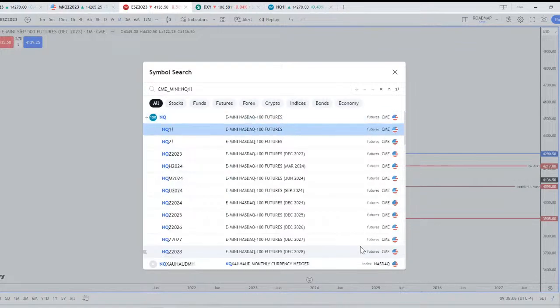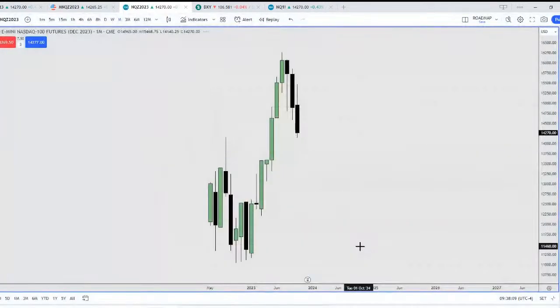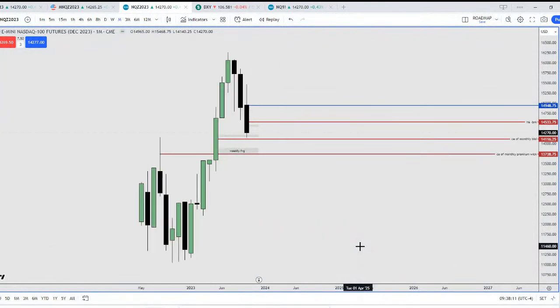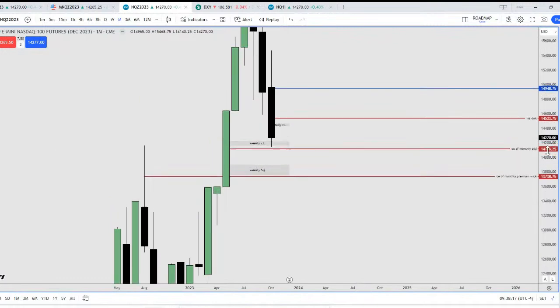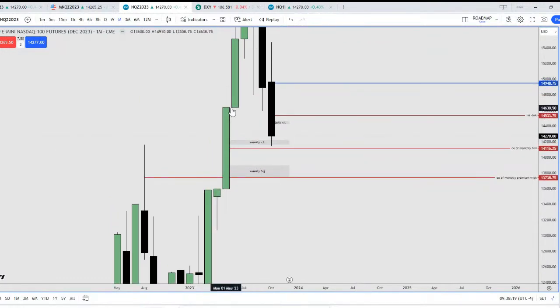Nasdaq futures. On the monthly time frame, the levels I'm looking for are the consequent encroachment of this monthly fair value gap, as well as the consequent encroachment of the premium wick. Right here, that's your monthly BC. These are the monthly levels that I'm interested in for targets.